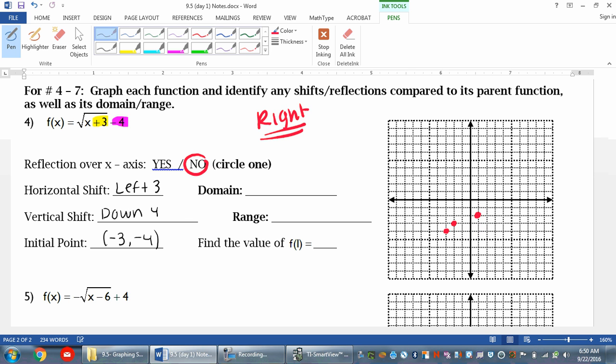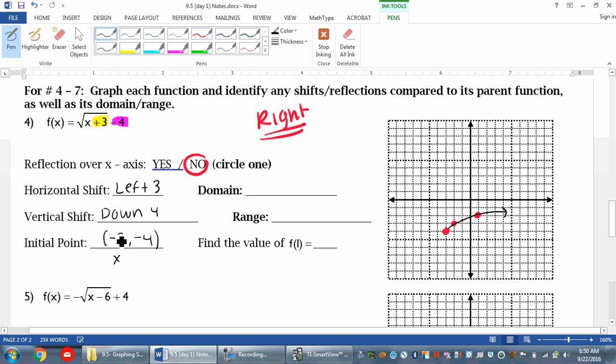Now, it's really important that you watch carefully as I graph this. I start at the initial point, and then I make my eyebrow, and I just have arrows on one side. It's very important that you do not keep extending the line past the initial point. The initial means starting. So it starts at -3, -4, right here, and it goes to the right with an arrow. Now we have to talk about the domain.